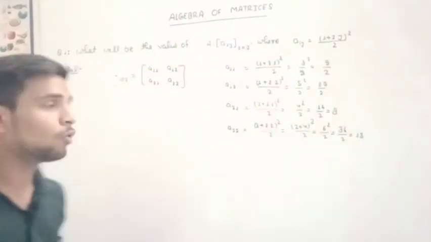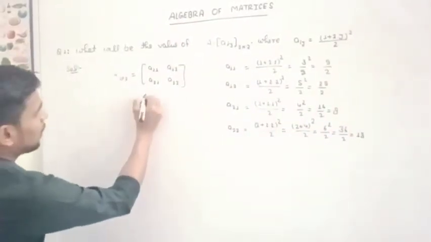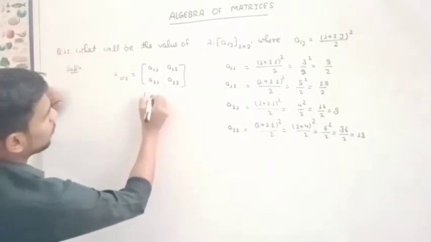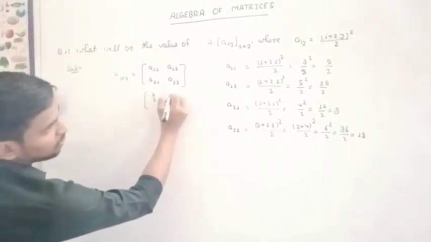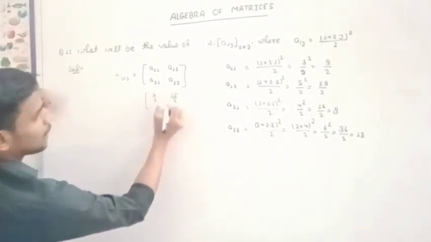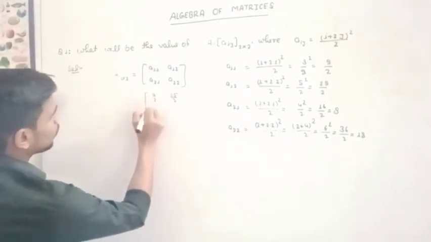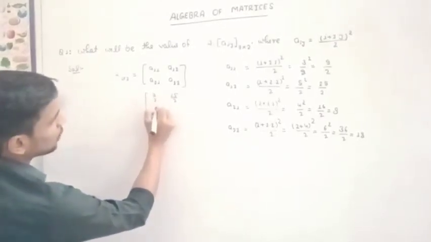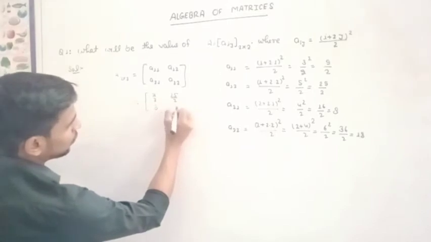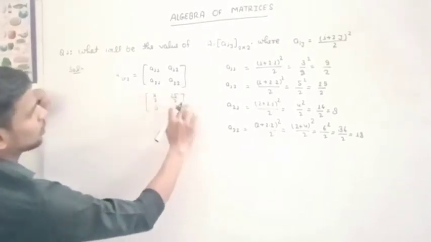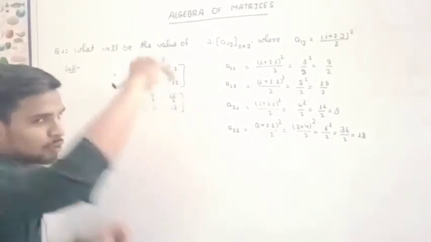So the value of the matrix A will be given as A11 is equal to 9 upon 2, A12 is equal to 25 upon 2, A21 is equal to 8 and A22 is equal to 18. So this will be the solution of the given question.